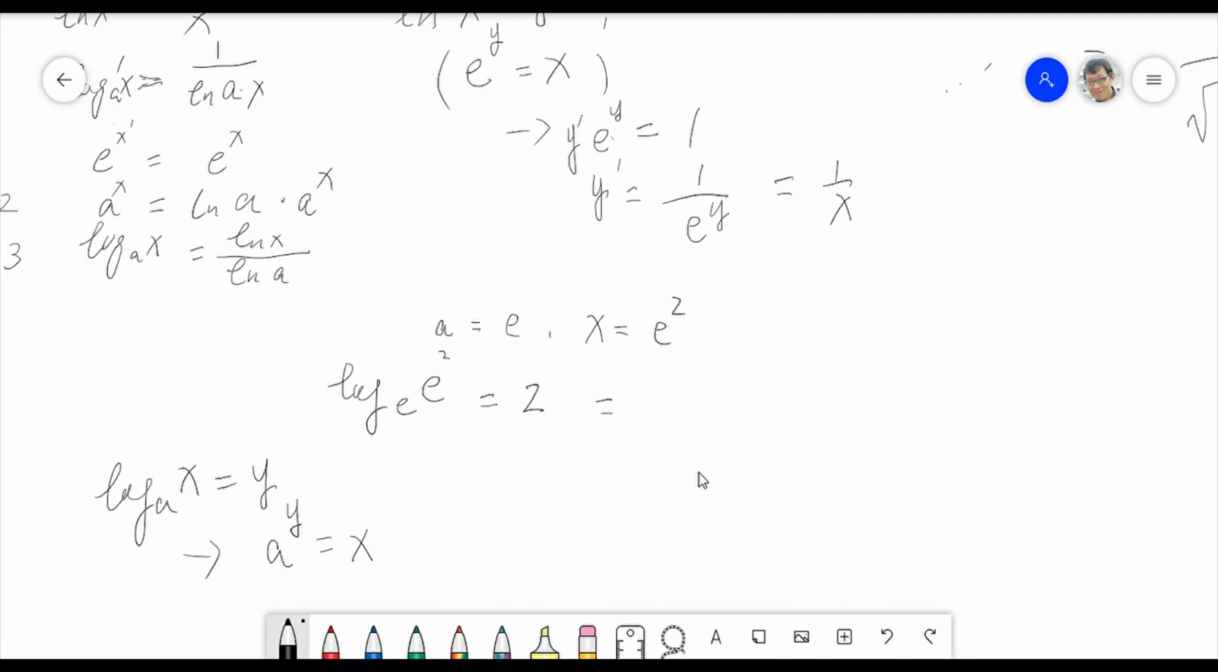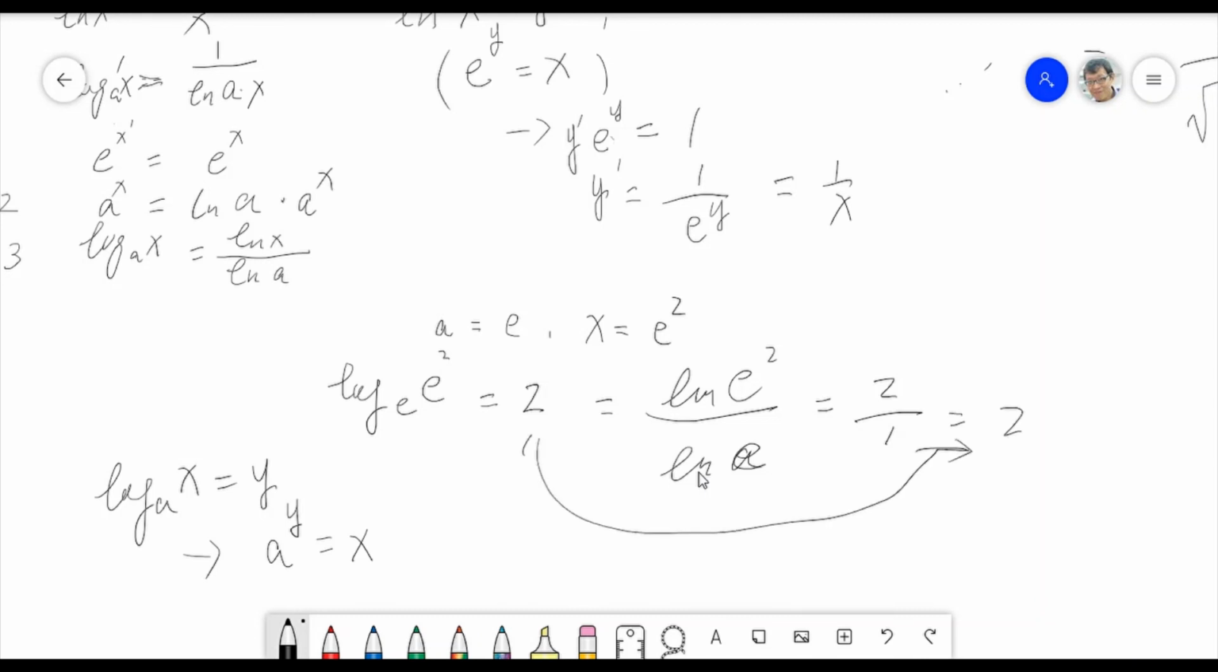Let's see if it is the same as ln x over ln a, which is ln e squared over ln e. ln e squared is 2, and ln e is 1. So it's 2. So they're the same.